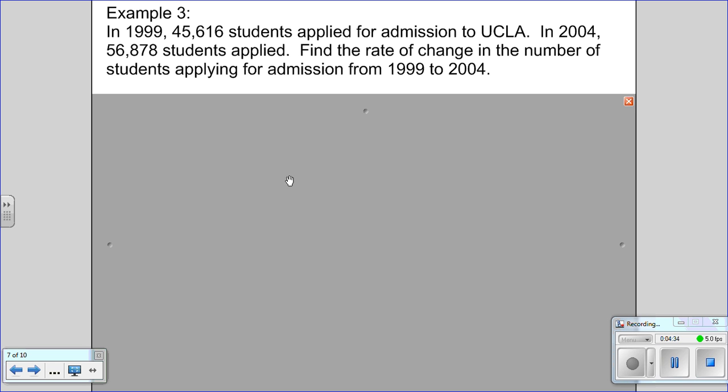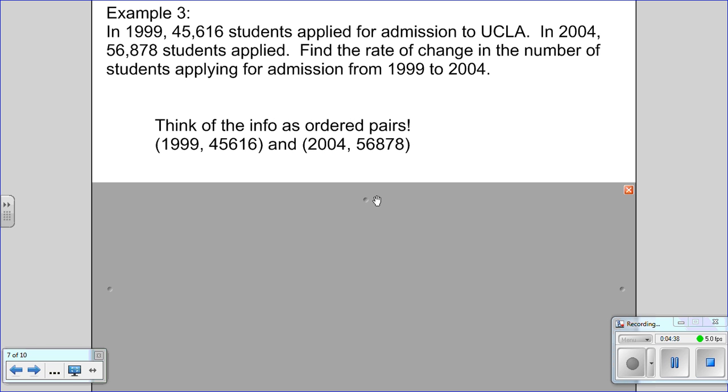Well, this is clearly an increase in the students that have applied. What you can do is think of the info as ordered pairs. The X values are the years, and the Y values are the number of students applying. So the first point was (1999, 45,616). The next point is (2004, 56,878).